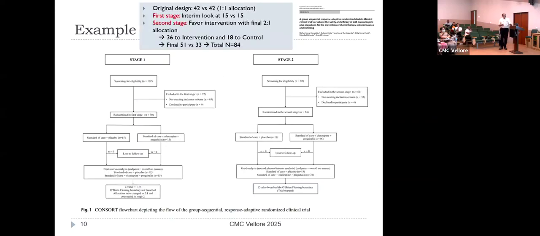So what they did was the original sample size was 42 and 42. They needed 84. And so they said, we're going to do the interim at 15 and 15. So the first 30 patients is when we're going to do it. And the second stage, we will decide to favor the intervention or not according to that interim look. So then at the interim look, somebody said, yes, unblinded, intervention is doing better.